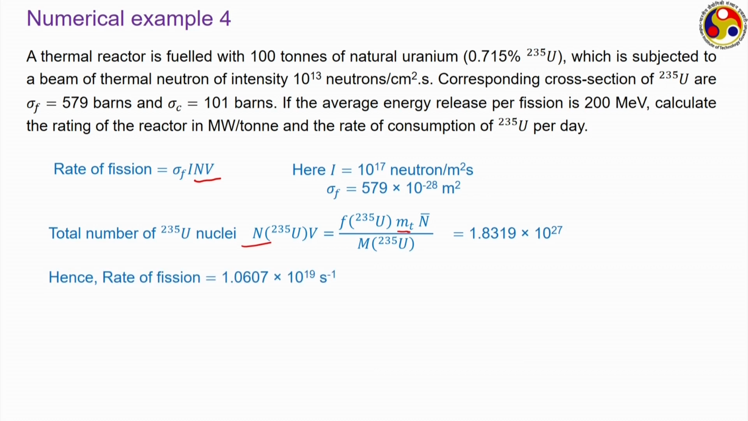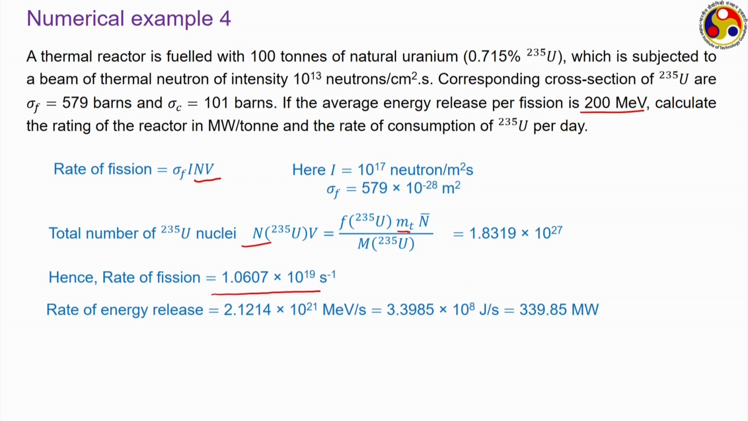So, then for the rate of fission, just multiplying this n into V with I and sigma f, we are getting this as the rate of fission. Please note the unit is second inverse, that is, this many fissions, 1.0607 into 10 to the 19 fissions, are taking place per second. And in 1 second how much energy is released, that is 200 MeV given in the problem. So, if you multiply this with 200 MeV, then this is the total amount of energy that is getting released in mega electron volt per second, and MeV per second can be converted to joule per second or watt using the corresponding conversion factor. So, it is coming to be 339.85 megawatt.